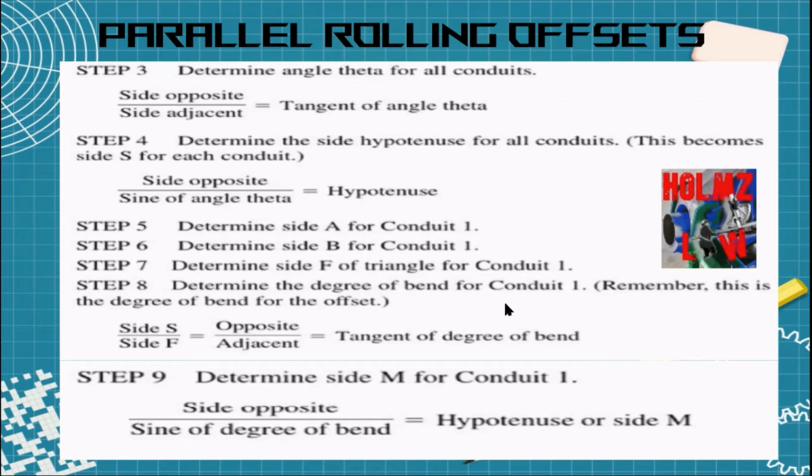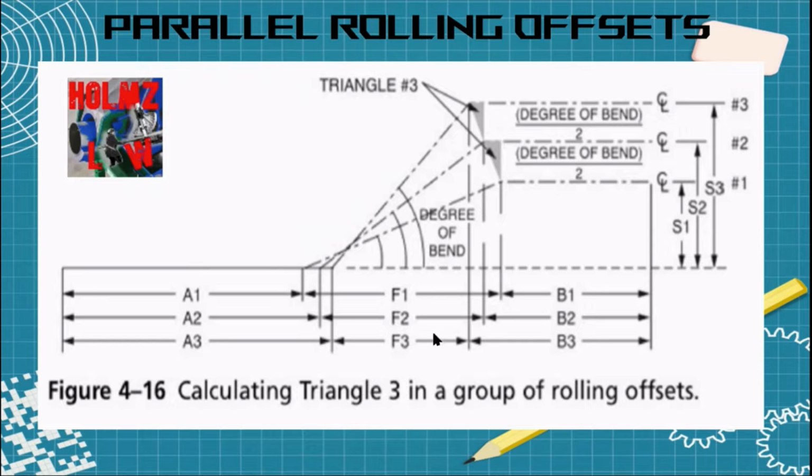Sorry about that. I'm over here trying to move to the next slide. If you follow all of these steps as they are, you should not have a problem, because these steps are very well written out and broken down pretty easily. To determine side M for the first conduit, you're simply going to divide the side opposite by the sine, which is going to equal your hypotenuse, side M. You're going to understand what this all means as we go further into it.